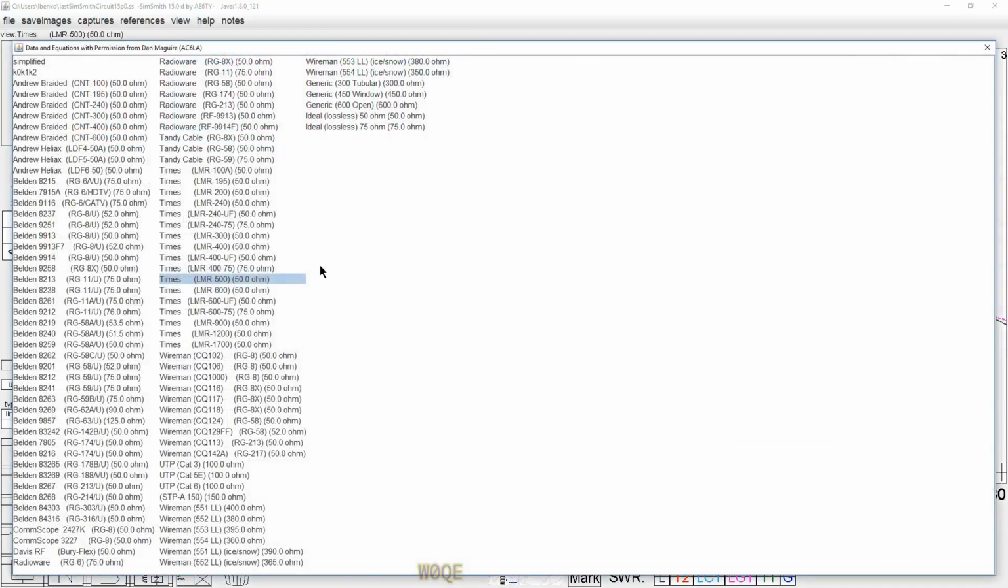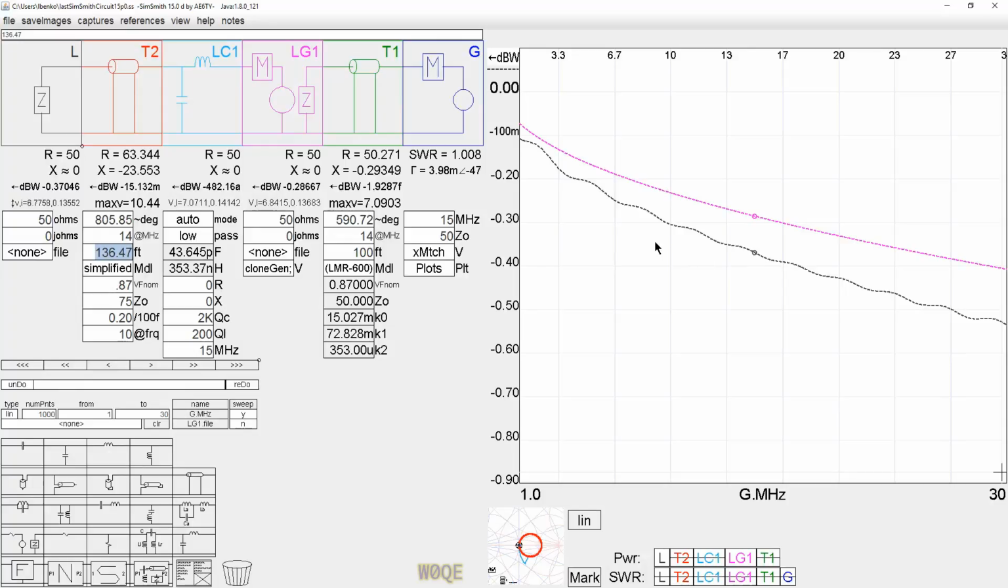Now if I want to spend some more money, I'm starting to spend some serious money here now. LMR 600, it's better yet. Let's keep going. Even with LMR 600, they both have about the same loss now. This is going to cost you a fairly good chunk of change. This is free. It's something you might want to consider.